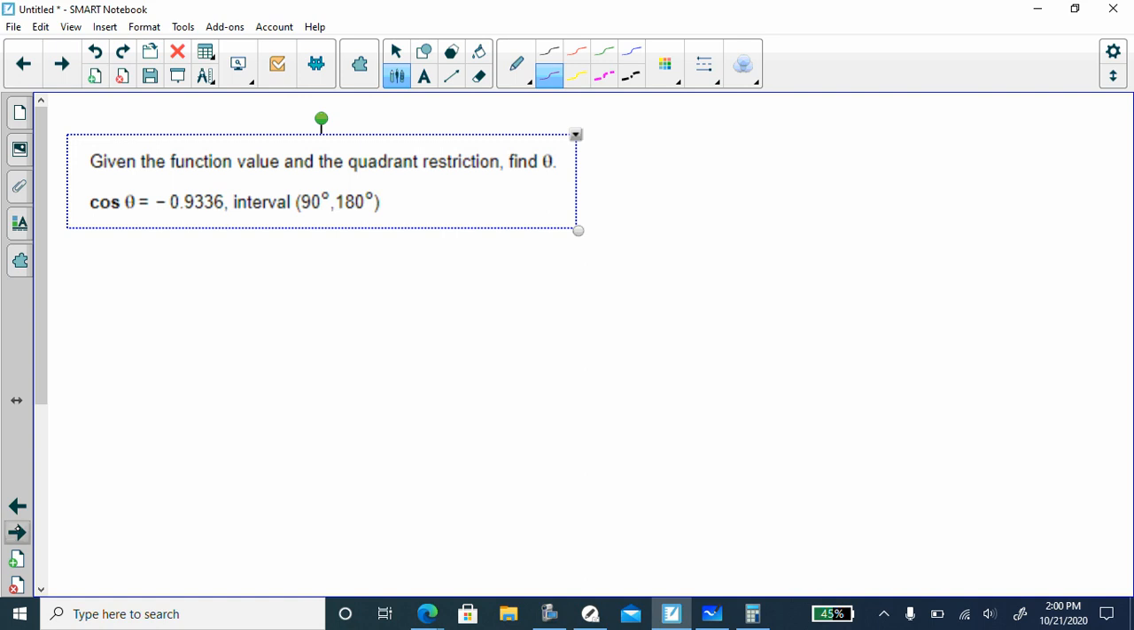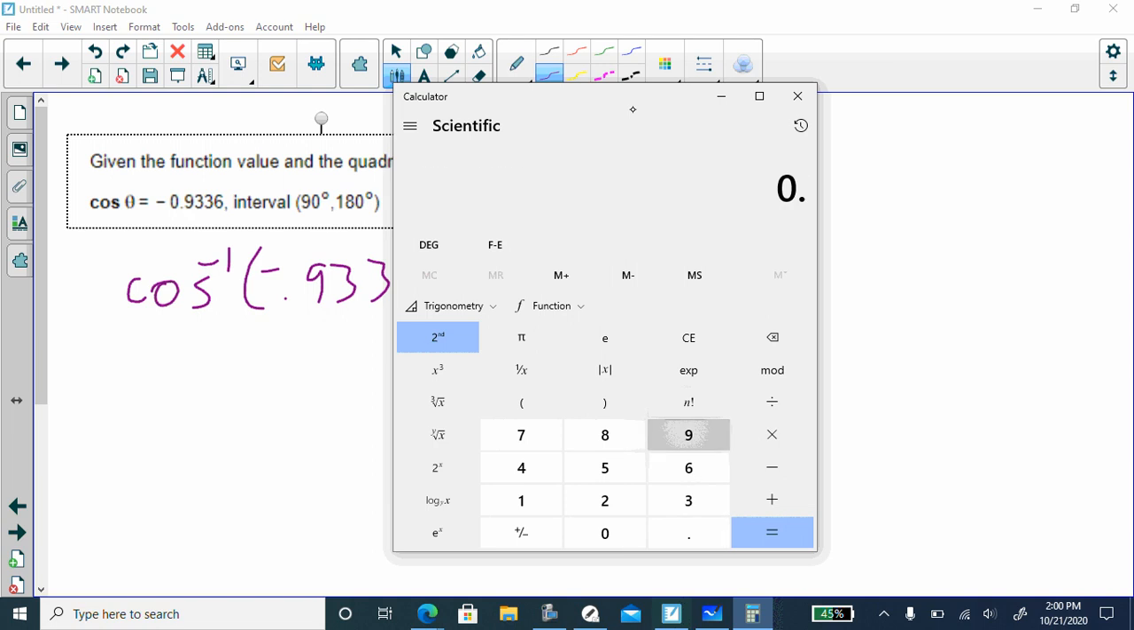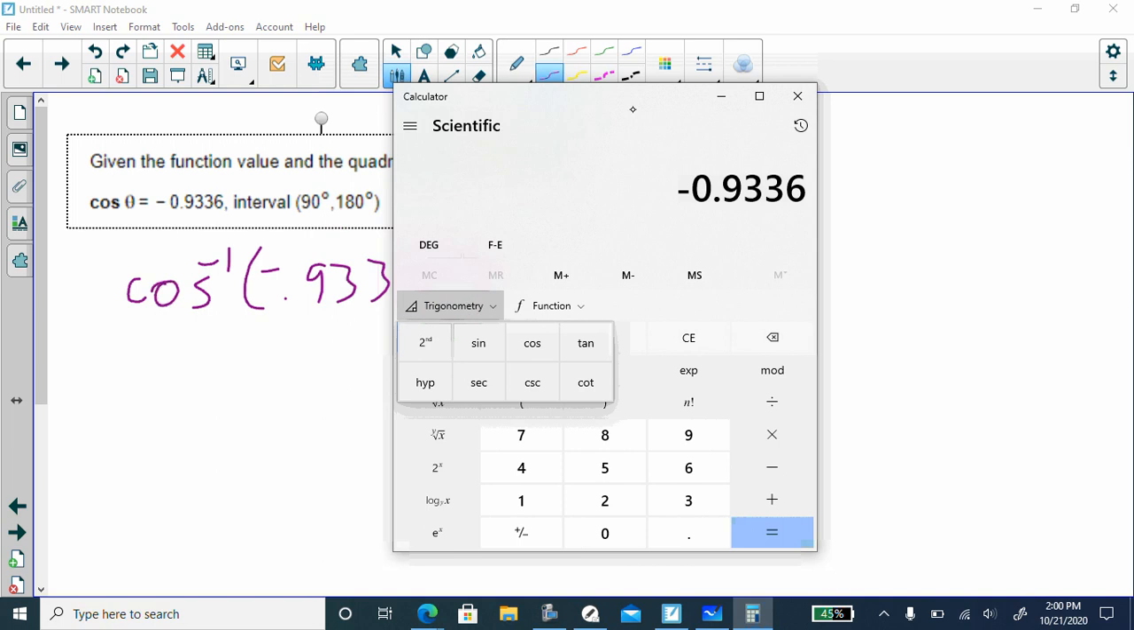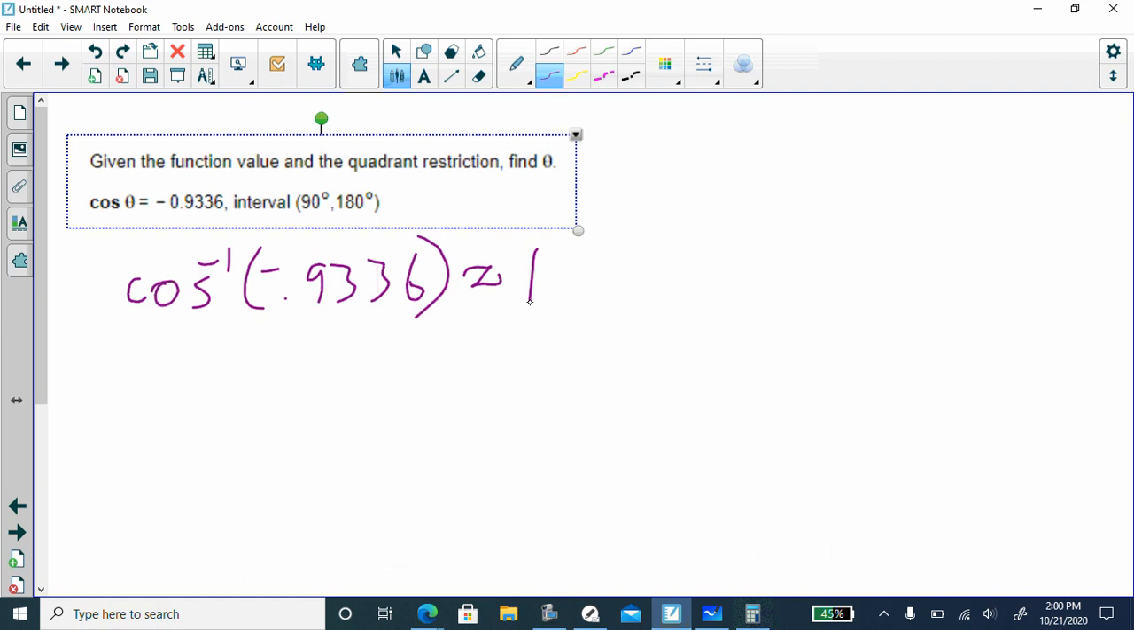This one asks us to find a value for theta, knowing that cosine theta is negative 0.9336. Now, if we type in our calculator and use the inverse cosine of our ratio, it's going to give us an answer that's probably not in the quadrant we want. If we take 0.9336 to make it negative and take inverse cosine, I get 159 degrees. So in this case, it is.